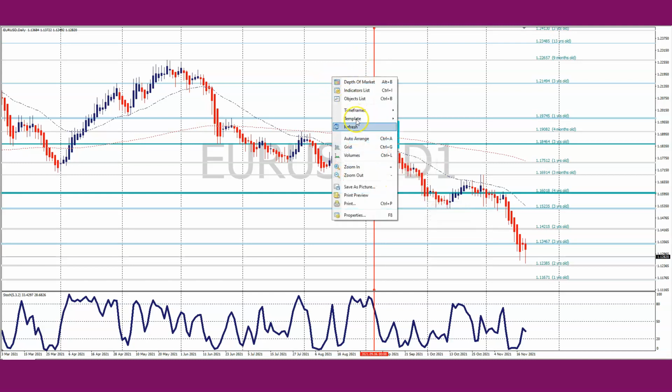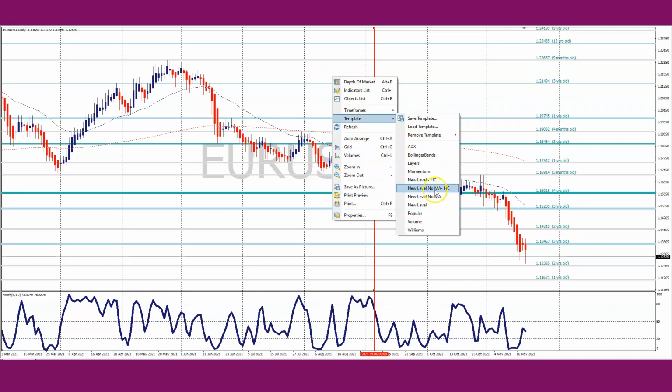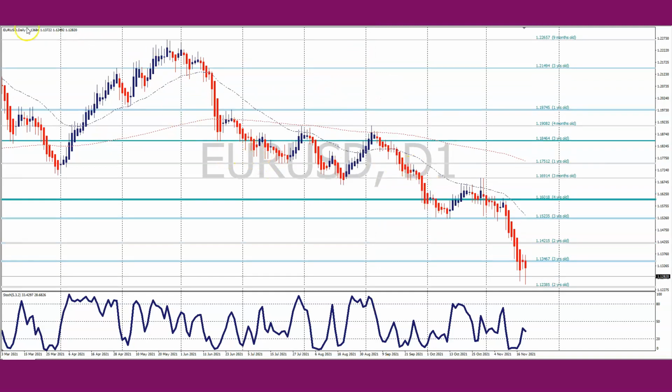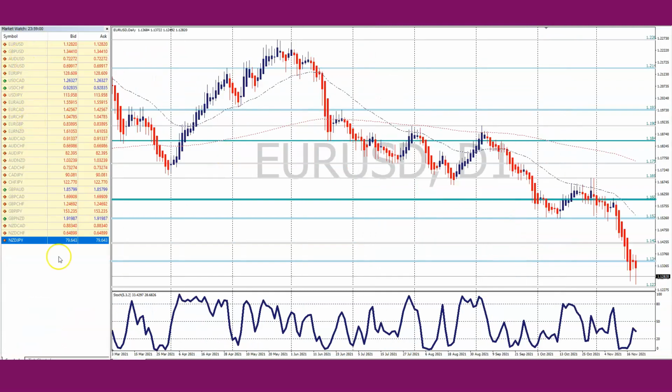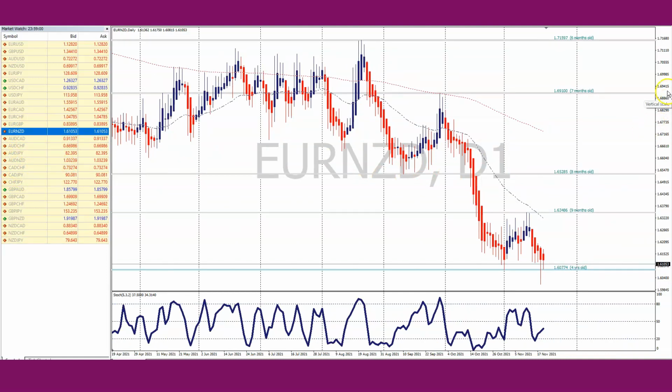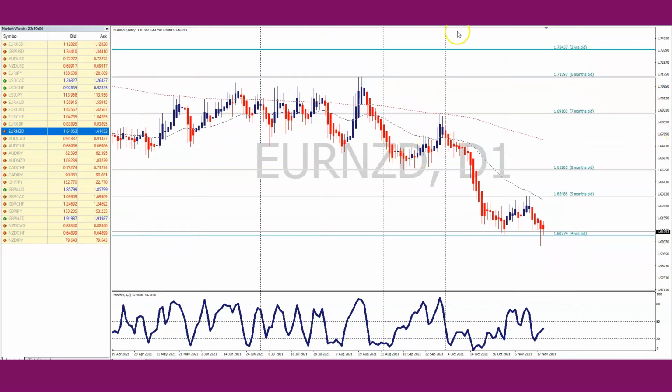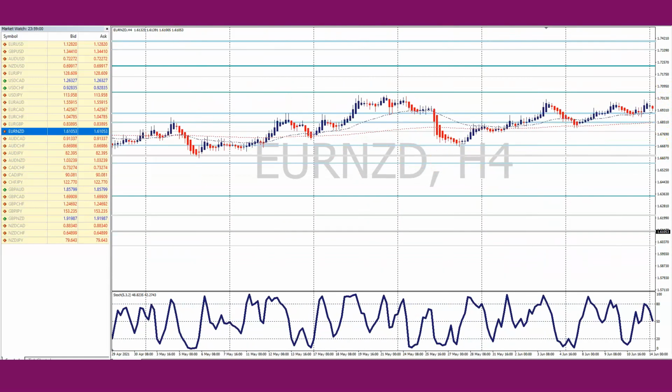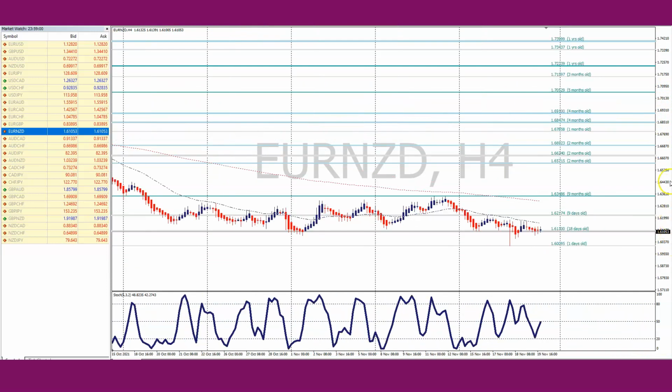Okay, so let's look at another example. Let's clean the chart up. As a matter of fact, let's put on another pair. Let's go with the Euro NZD. I'm just picking pairs out of thin air. Let's go to the 4-hour time frame instead of the daily time frame.